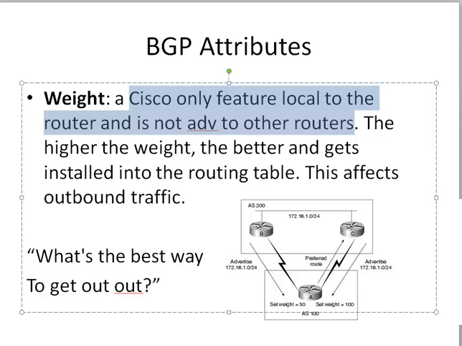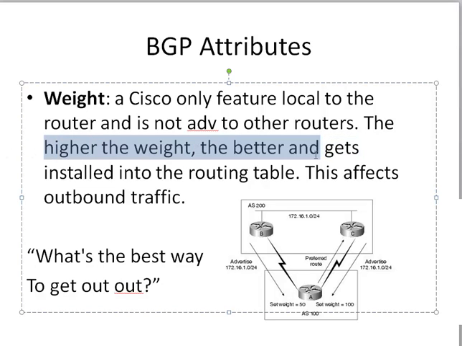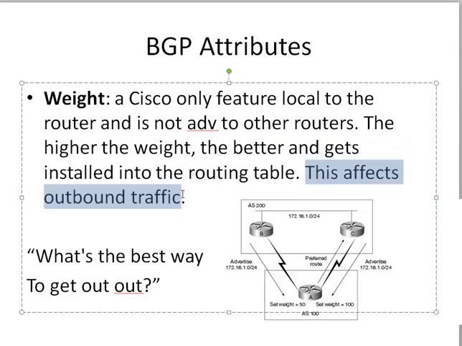It's just one of those gotchas that interviewers love to ask you. They'll say, what is weight, and try to trip you up by asking, can I use weight between a Cisco router and a Juniper router? And your answer is no, because it's a Cisco only feature. Once again, it's local to the router, meaning it never leaves that particular router. It always stays locally here. It doesn't get advertised out. In this case, higher is better, meaning the higher route gets installed into the routing table. And this actually affects outbound traffic, which is kind of a little weird.